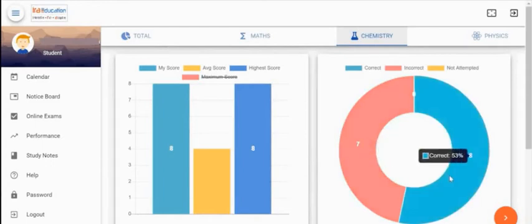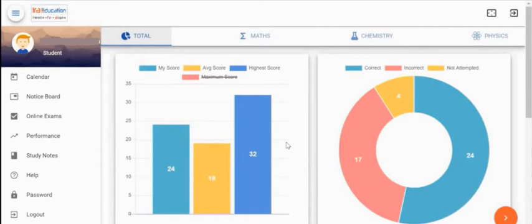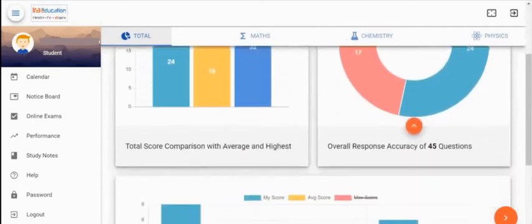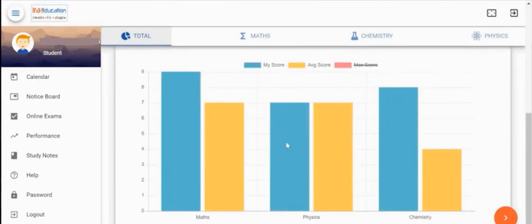On clicking the red button with the upward pointing arrow below the pie chart, we see the response accuracy by difficulty. An example in this case is the number of questions that were correct in the medium category were 3 and wrong in the same category were 2. On scrolling down, we see the marks scored and average marks graph in a subject-wise manner. On clicking the red button on the bottom left, again, we go a level deeper into the student's test analysis.